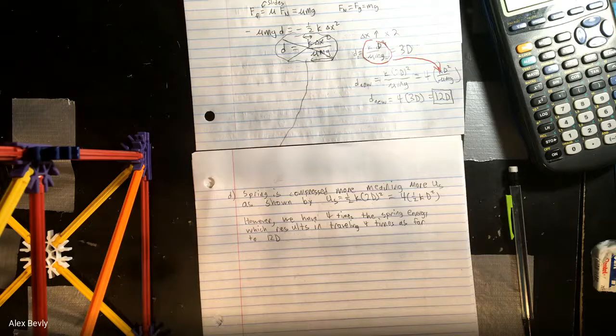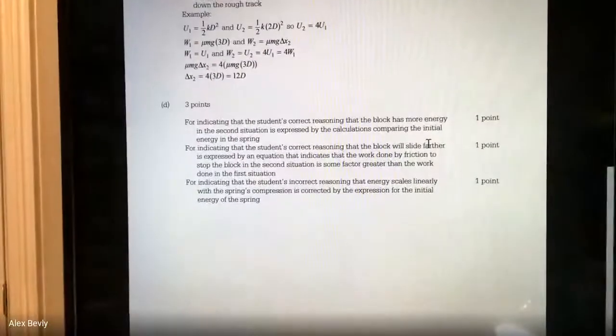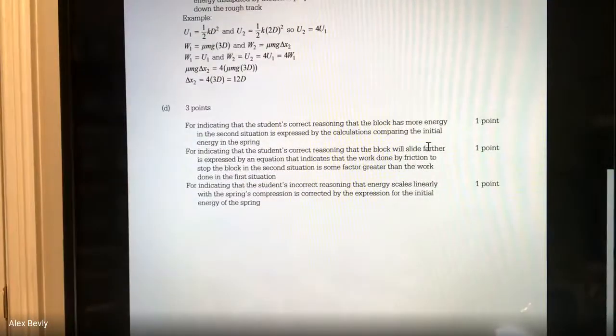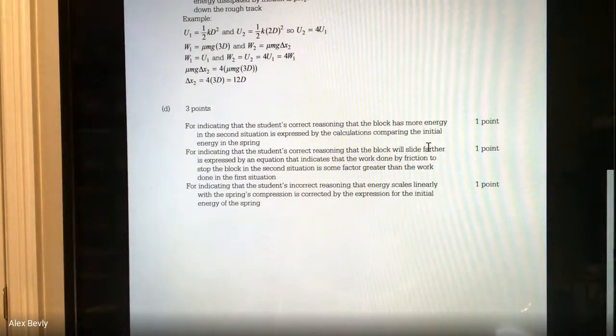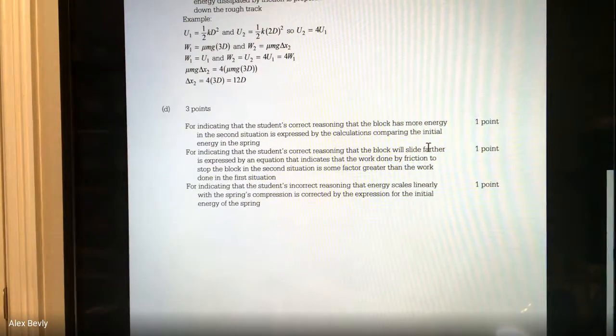So rubric here. 1 point, indicating the student is correct that the block has more energy in the second situation, expressed by calculations comparing initial energy of the spring. So yeah, I would say I did that by showing 1/2 kx squared. Well, I compressed it to 2D, so I end up with 4 times the amount of energy. All right, so 1 point for showing that more compression means more spring energy.